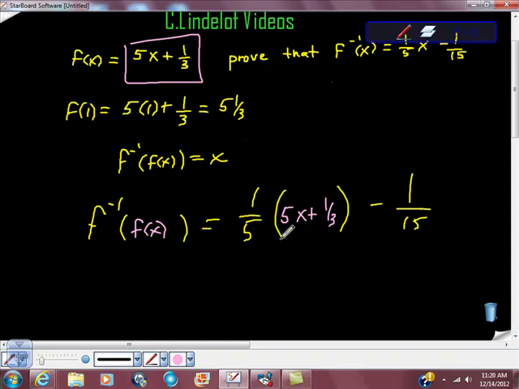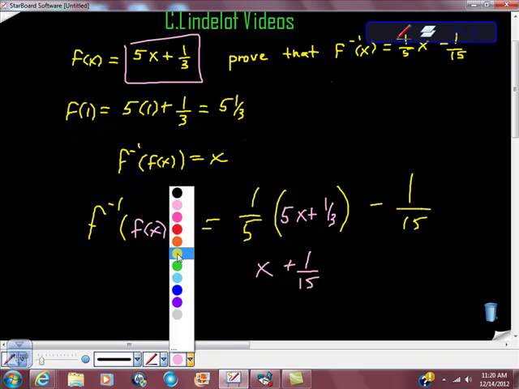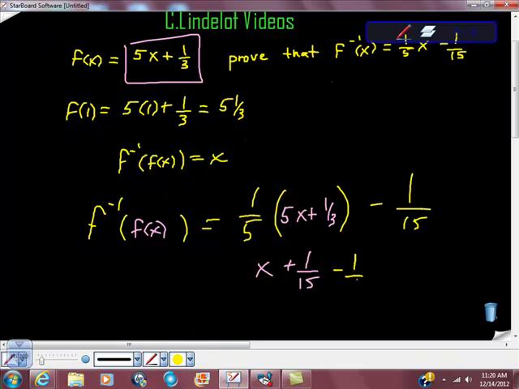And we're going to multiply this through, and it gives us 1/5 times 5x is x. 1/5 times 1/3 is 1/15. We already had this negative 1/15 right here. And when we do this bit of arithmetic, we get x plus 1/15 minus 1/15 is in fact x. Check mark. That's the proof.